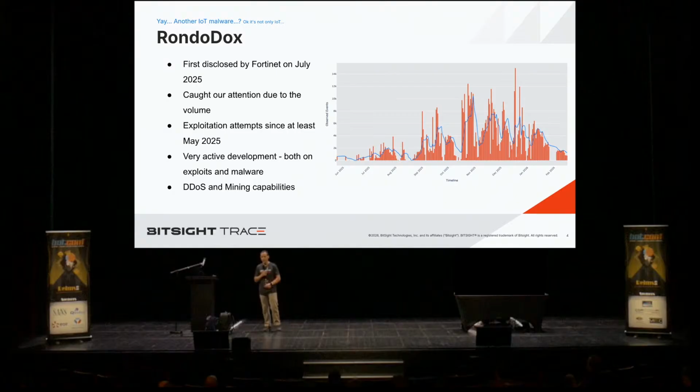So one of those is RondoDox. RondoDox was first disclosed by Fortinet in July 2025. It caught our attention a little after, around August, because of the volume of traffic they were generating in our honeypots. We saw they were having exploitation attempts since at least May 2025. And they had very active development both on the malware side and on the exploit side, and they basically tried to focus on DDoS and mining capabilities.